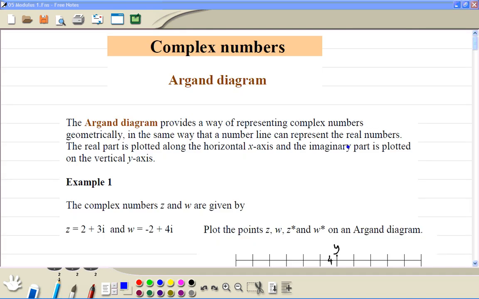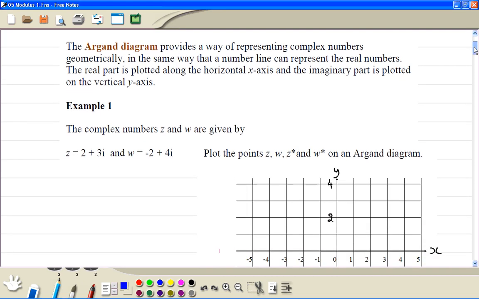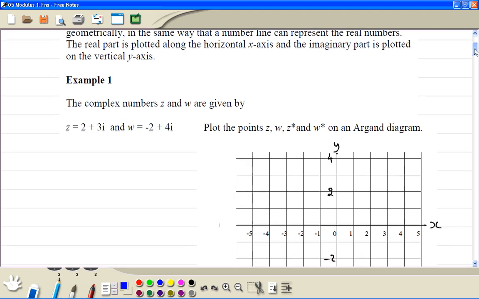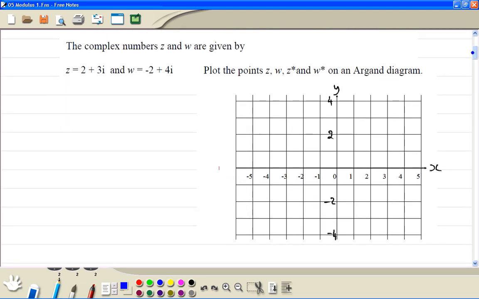Complex numbers, Argand diagram. Let's do this example one. So we can plot these complex numbers on this graph, we call it an Argand diagram. The real part is just basically the x, and the imaginary part is y.